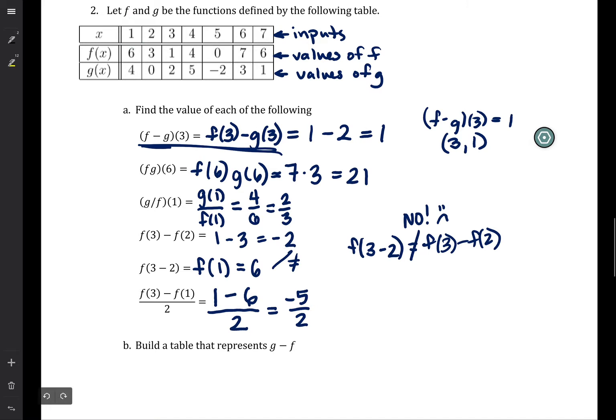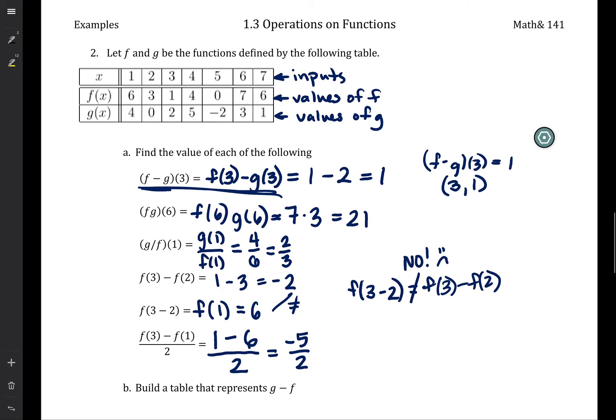Okay, I have one more part here, and I don't think I actually asked you to do this on your homework, but I think it's a really good exercise just to emphasize what's happening. So I have a table that represents f and a table that represents g, and now I want to build a table that represents g minus f. In this case, it's okay for me to just tack it right on here, out of laziness, because what can I plug into g minus f? The same things that can get plugged into both f and g. So as long as it can get plugged into both, it can get plugged into the difference or the sum or the product. Quotient's a little different, but for those other three, that's great.